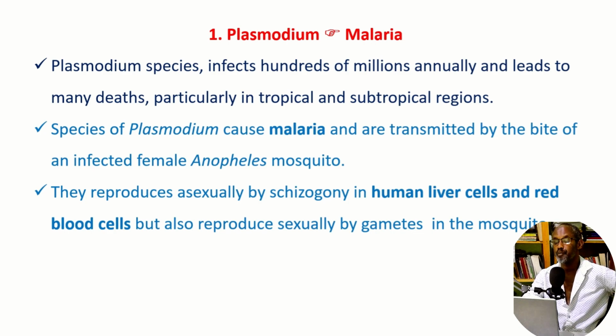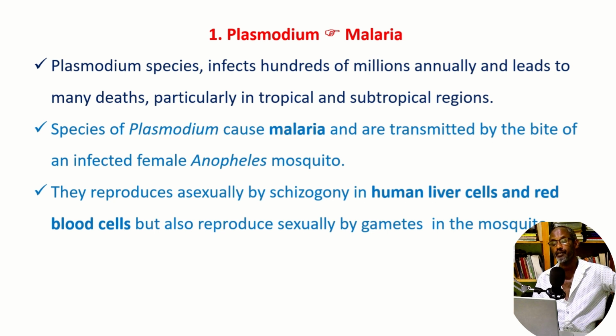Remember, that special type of asexual reproduction inside liver cells and inside red blood cells is known as schizogony. But they also reproduce sexually by formation of gametes. And these gametes, as far as Plasmodium is concerned, are produced inside the human circulatory system. The female gametes are picked up by the mosquito, the female Anopheles, while feeding on human blood.